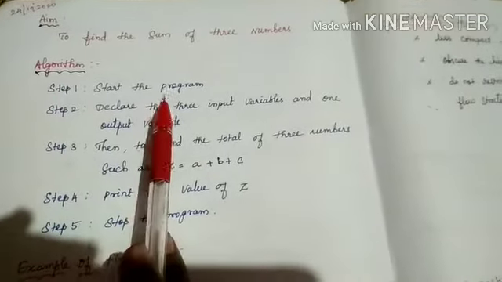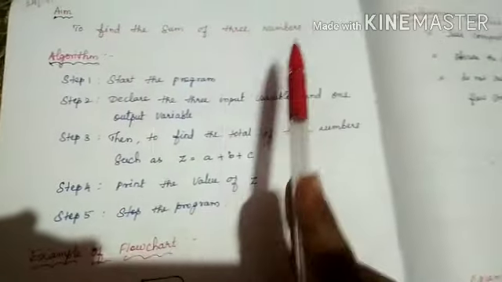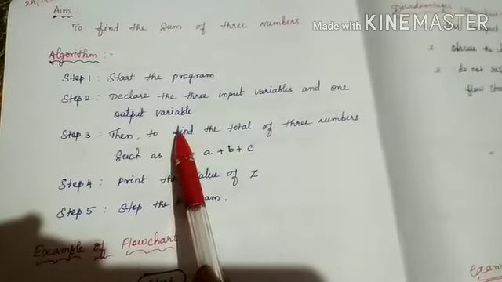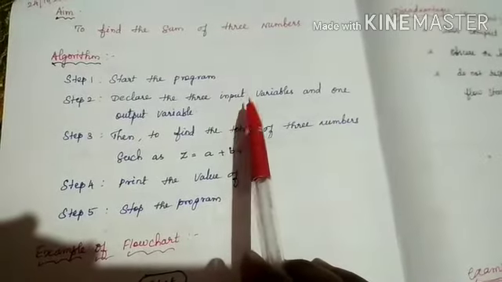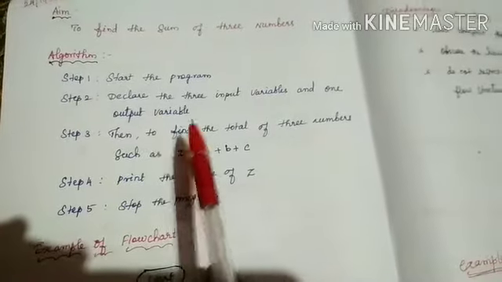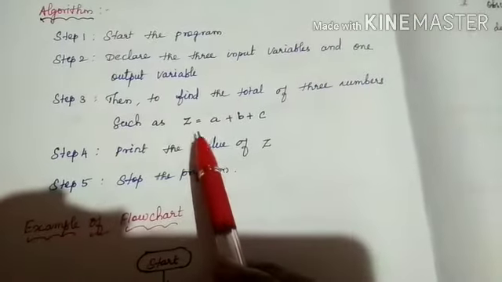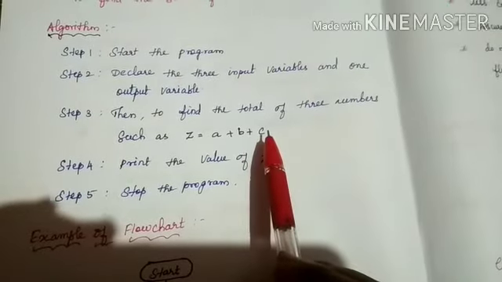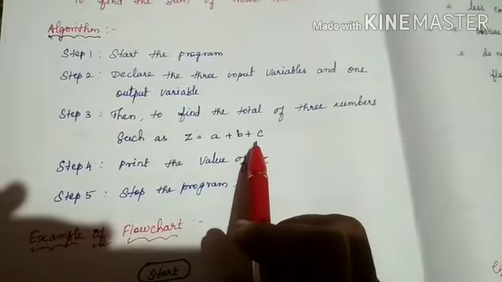First step is to start the program and then declare the variables for the sum of three numbers. So you declare three input variables and one output variable, that is to store the sum. The result is stored in another variable. Then to find the total of three numbers, Z is the output variable, A, B, C are the input variables. Z equal to A plus B plus C.